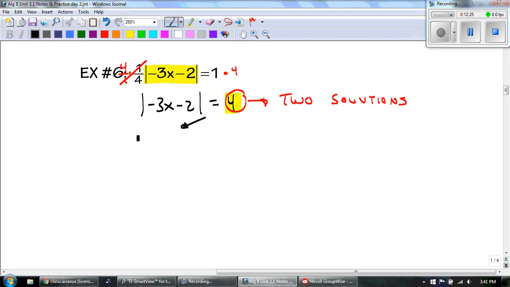So -3x minus 2 equals a -4. And then -3x minus 2 equals a +4. Okay? Why don't you guys go ahead and solve that on your own? Good luck.